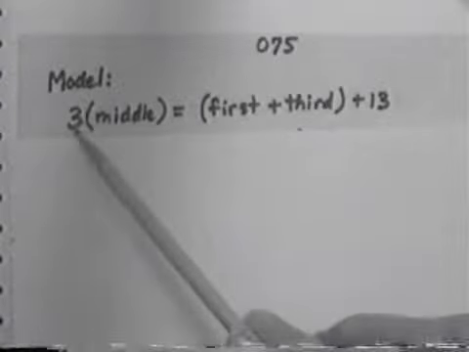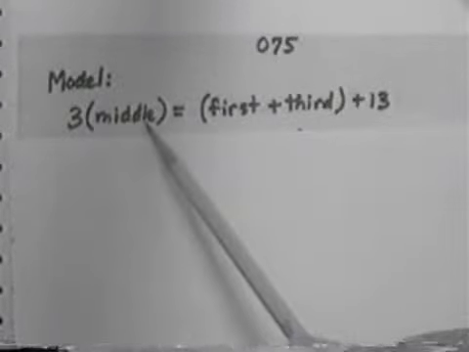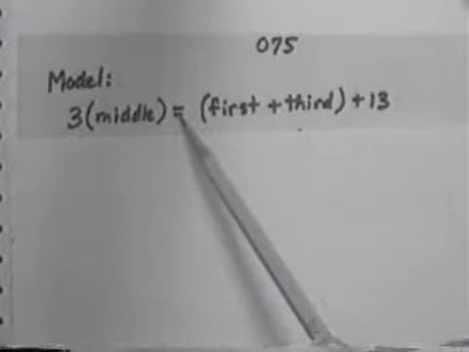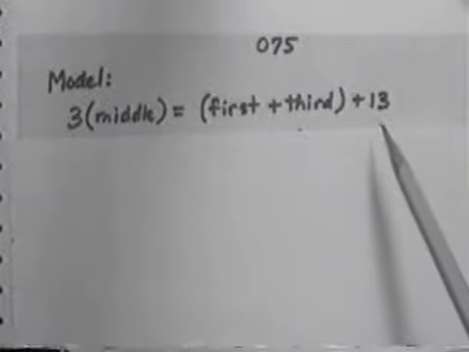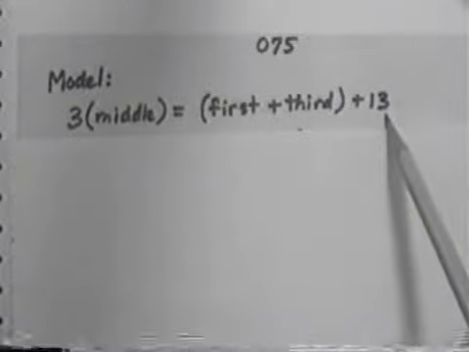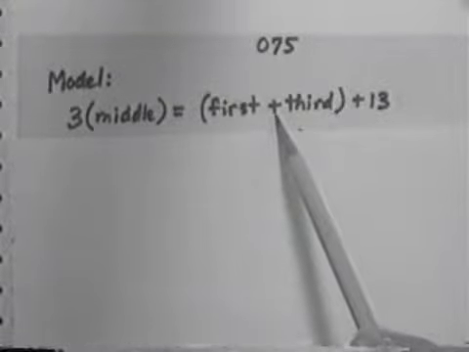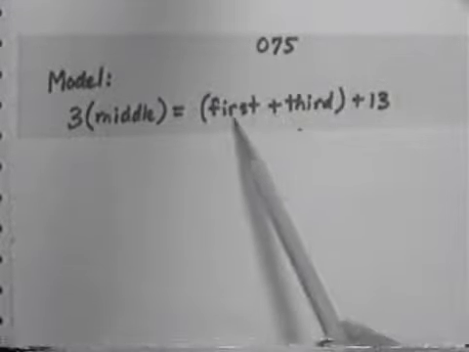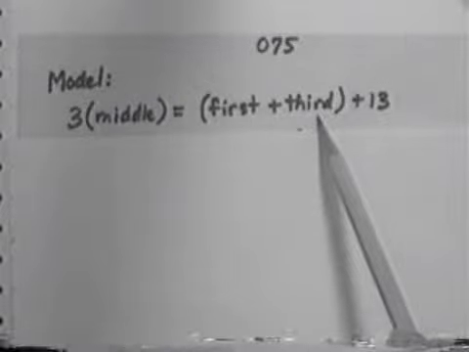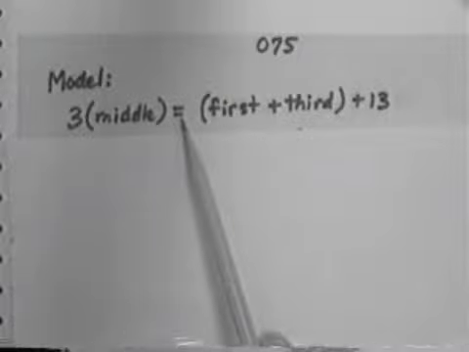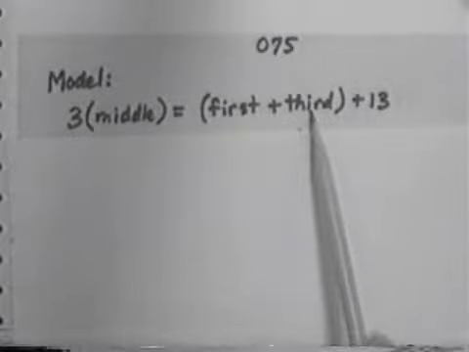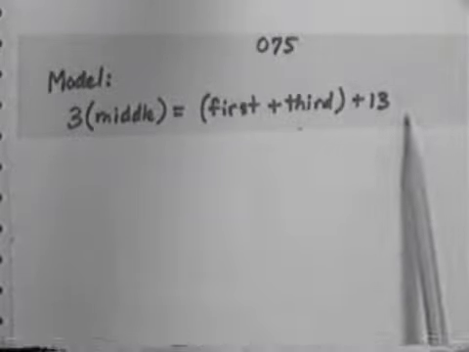Our model is 3 times the middle integer. We're told that 3 times the middle integer is, here's our equals mark, 13 more than, which means we're going to add 13 to the sum of the first and third. Sum means we add the first and third. So our model is 3 times the middle is equal to the first and third added together, then plus 13.